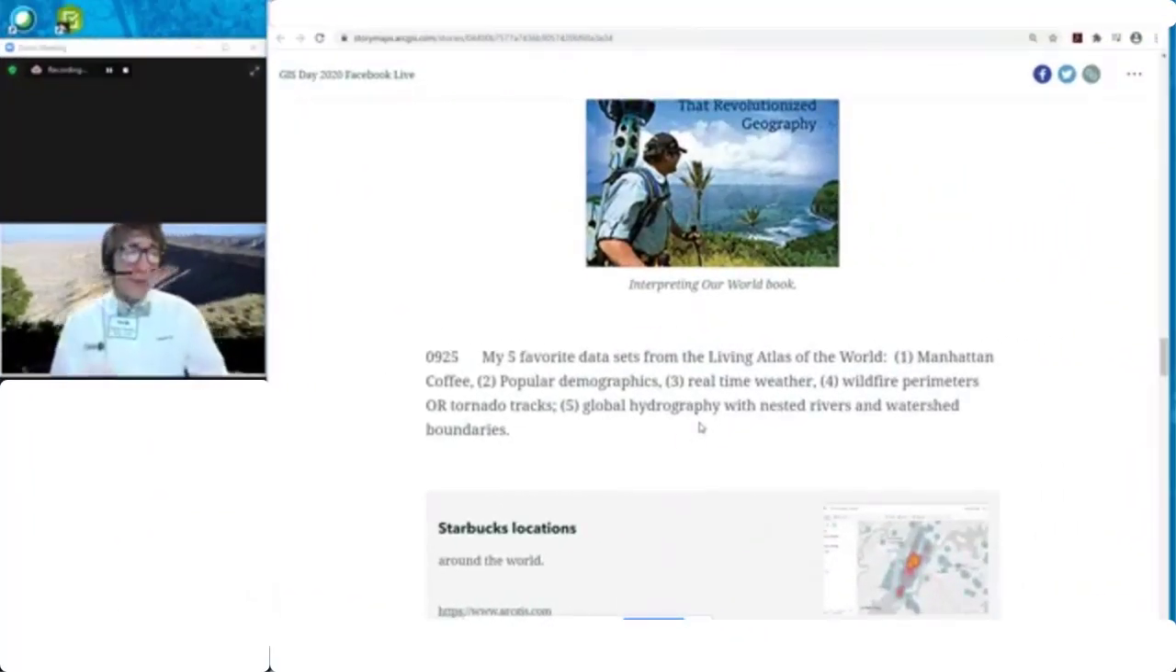My 5 favorite data sets, that's what we've got time for right now, from the Living Atlas of the World.